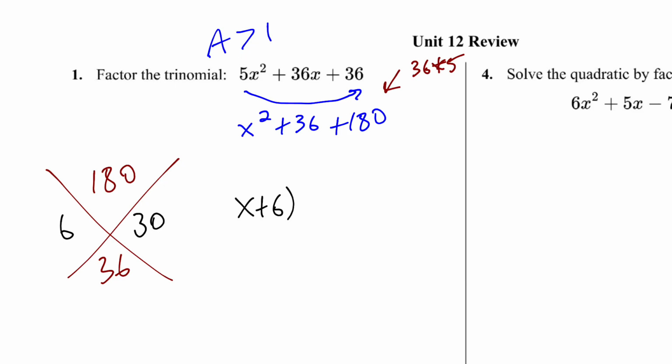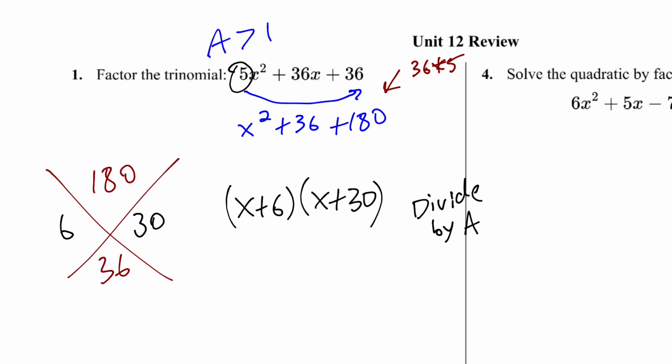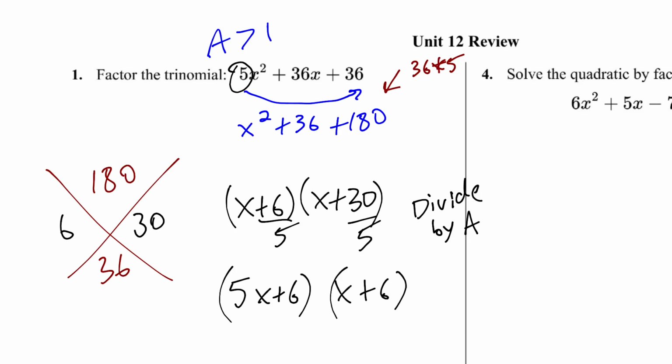So like normal, we would write it like this. But then we're going to divide. And we're always going to divide by a. Here, a is going to be 5. So on the left, this will become 5x plus 6. And the right, this will become x plus 6. And that's our factoring.